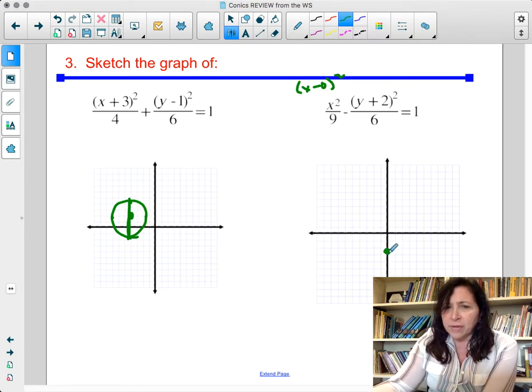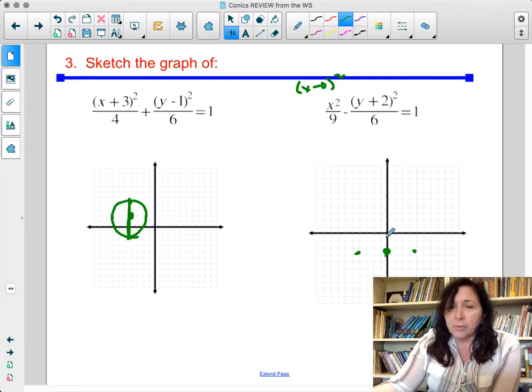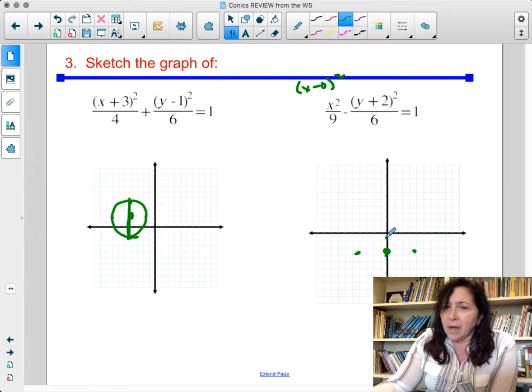So here's 0, negative 2 is my center. In the x direction, I go the square root of 9, which is 3. In the y direction, I go the square root of 6, which is 2.9-ish, something like that. Up and down.